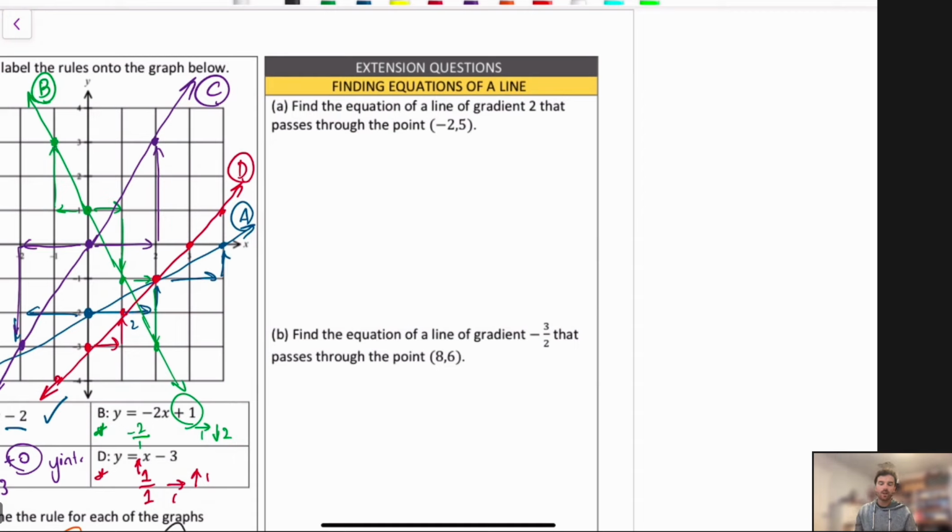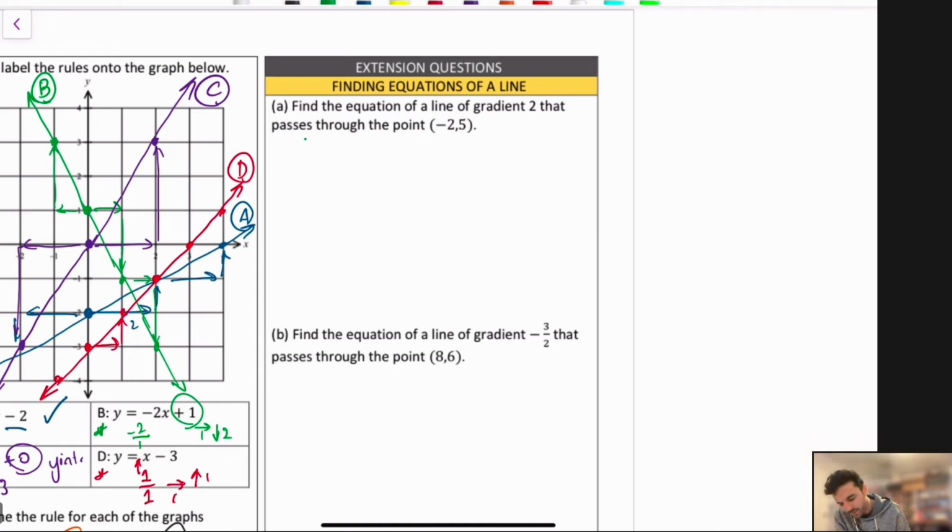At some extension questions. This is extension, so it's basically looking more at what you do in a 9A course. We're just going to work through these questions, and it may help you tackling those trickier questions later on. So the first one is: find the equation of a line of gradient 2 that passes through the point (-2, 5).